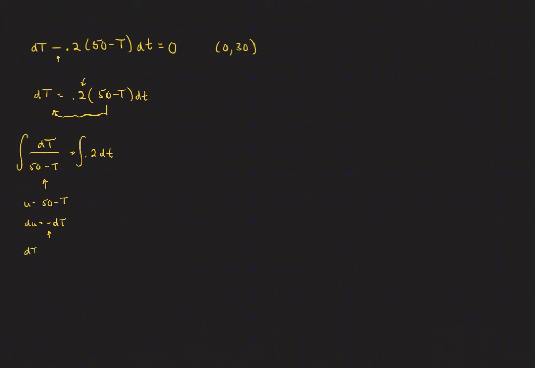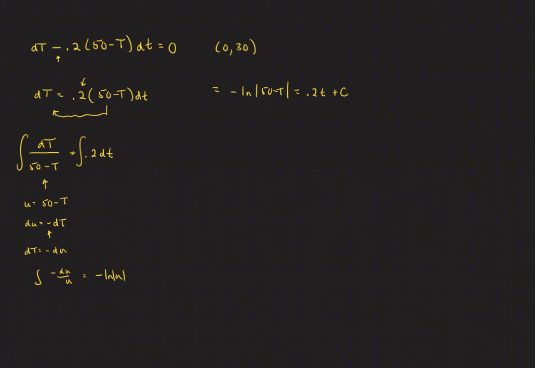So our dT is going to be a negative du. So our integral is going to become a negative du over u on the left side, which is going to become a negative natural log of u. And so I'm going to come up here with it and call that a negative natural log of the absolute value of 50 minus T. Now on the other side is pretty straightforward. We're integrating 0.2 with respect to little t, so we're going to get 0.2t plus our constant of integration.